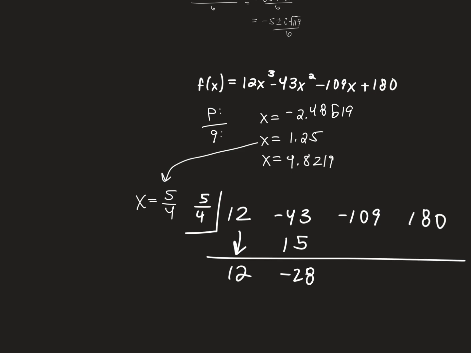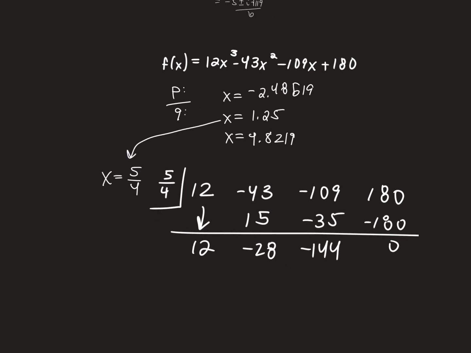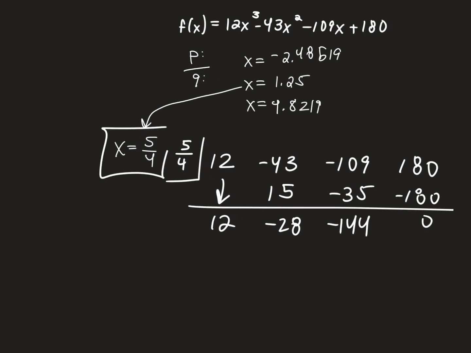Practice with your calculator, guys. Multiply to the corner. -28 times 5 divided by 4. -35. So -35 plus -109 is what? -144. Multiply to the corner. What's -144 times 5 divided by 4? -180. And then what do you see happens with -180 and +180? It's 0. So I know that x equals 5/4 is in fact a 0 for this function.